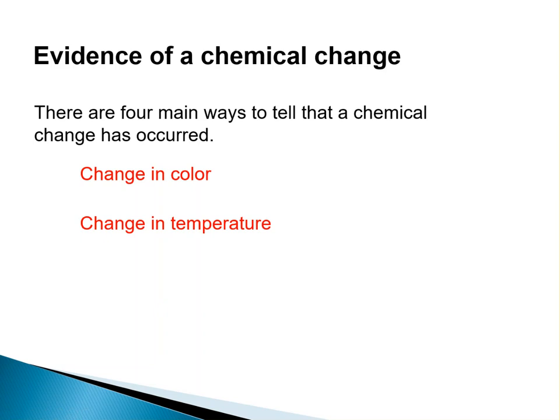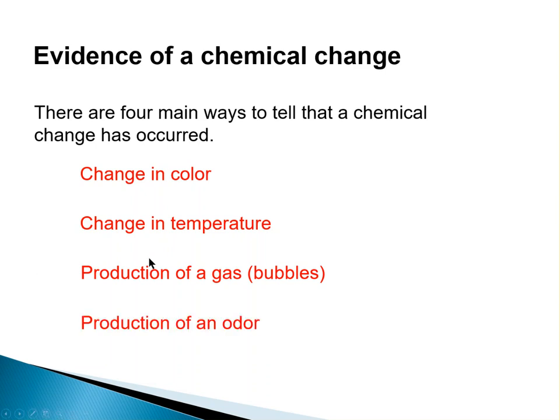Another is a change in temperature. Well, I don't mean take a sample of water and heat it up with a flame. I mean mix two chemicals that are at room temperature together and they get hot or get cold. That would indicate that a chemical change has occurred. Production of a gas. If you mix two things together, think the baking soda volcano, and a bunch of bubbles appear, that tells you that a chemical change has occurred.